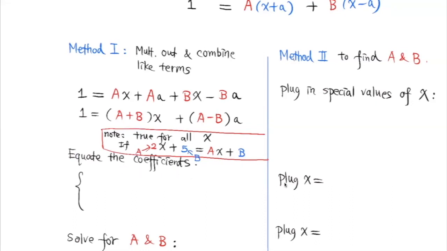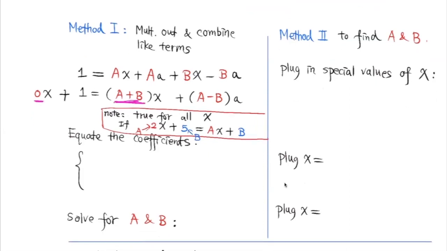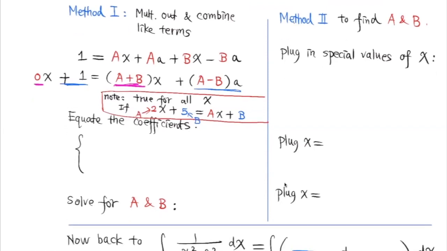So this one over here is the same as 0 times x plus 1. So we know there's a plus b over here. So a plus b over here will be equal to 0, and this part over here will be equal to 1. So we equate the coefficients. So we have this a plus b will be equal to 0. And then we have this a minus b times this a will be equal to 1.